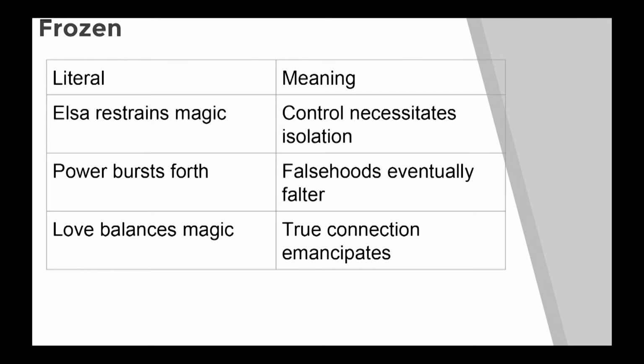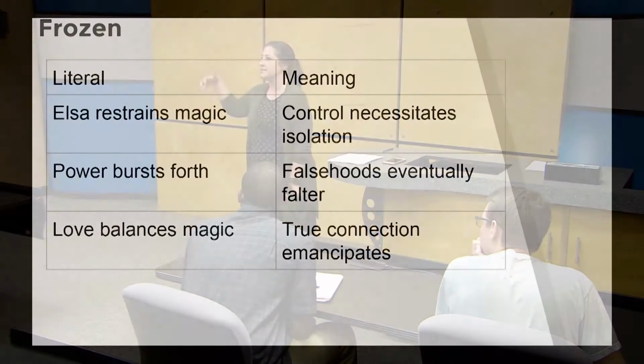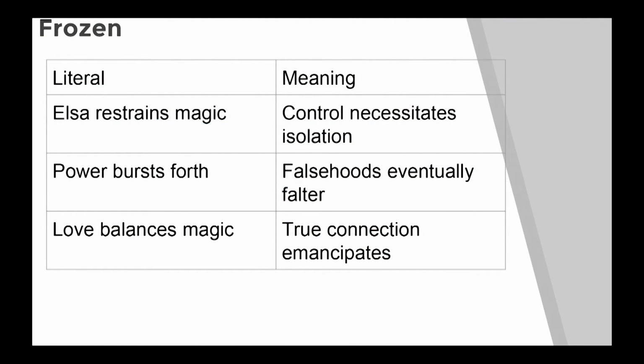Here's one that one of my students did for Frozen. She said, Elsa restrains her magic, power bursts forth, love balances magic. It's adorable. And then her abstraction of that is control necessitates isolation. A sophomore wrote that. And it's just this practice in moving them from the literal idea into an abstraction of that literal idea. Falsehoods eventually falter. True connection emancipates. And everything on the right-hand side of that slide is what we want them to talk about in their Socratic Seminar.